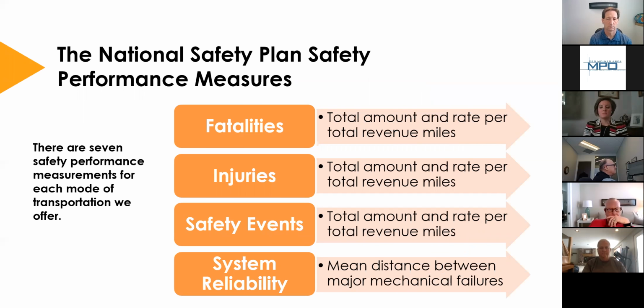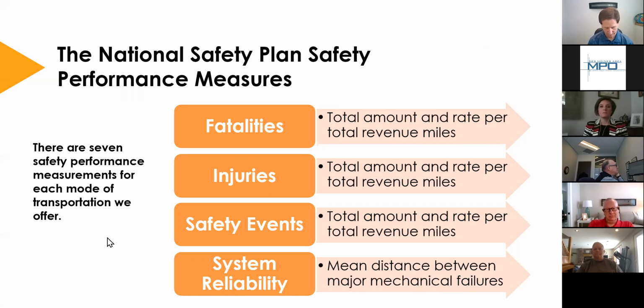So we measure for each mode of travel, each mode that we deliver. So we have 4 modes: fixed route, paratransit, van pool, and taxi. Some of our paratransit people can drive by taxi, so we use taxis there. There are 7 performance measures that we have for each mode of travel.